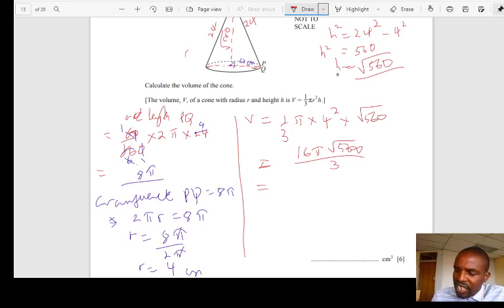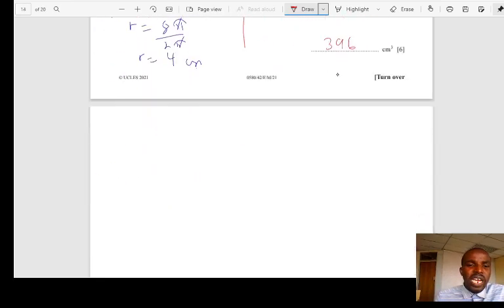So it says 16 times root of 560 times pi from your calculator. Then divide by 3. You get 396 to 3 significant figures. 396. That's the volume of the cone. Done.